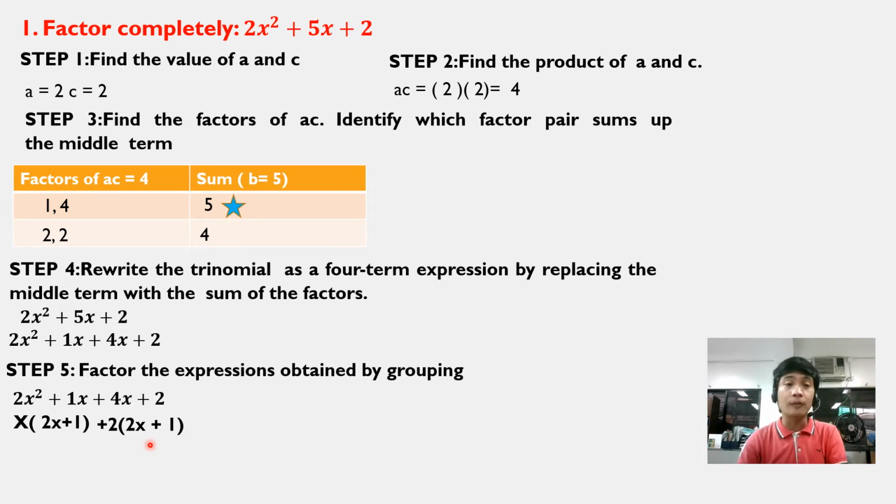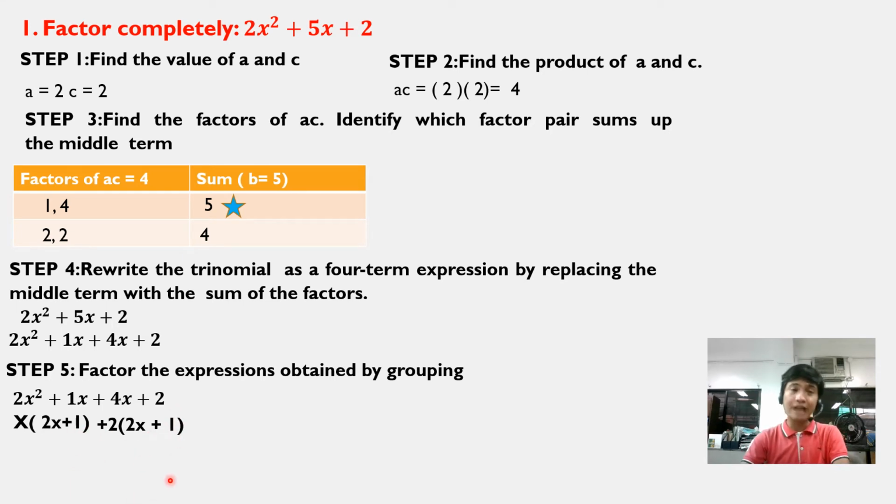Paano po nangyari yon? For 4x, after we were able to identify their common factor, which is positive 2, 4x divided by 2 will give you 2x. Okay? And then positive 2 divided by 2 will give you positive 1. Kasi any number or term divided by itself will give you 1. So, yun na po yung nakuha natin.